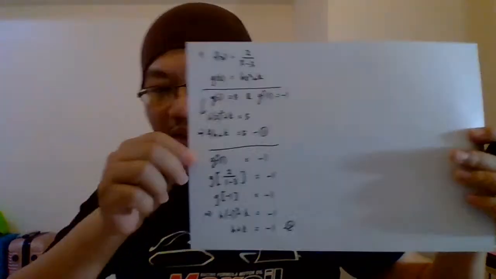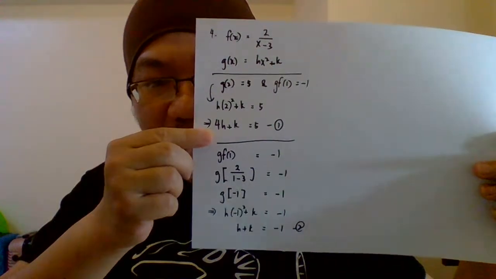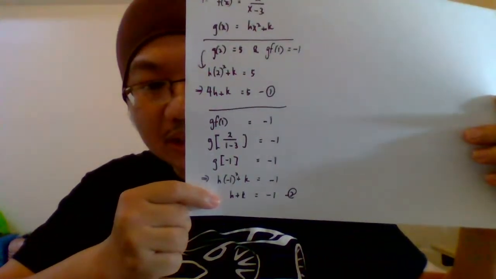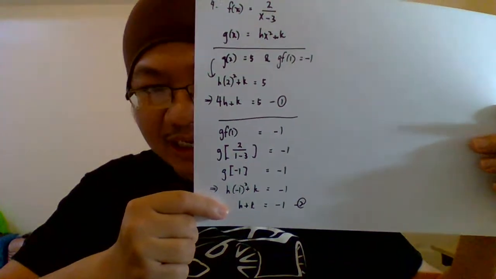-1 squared is 1. So that means h plus k equals -1. That is your second equation. Very straightforward. First equation given. Second equation also we already obtained here. And then we can find h and k using simultaneous again.